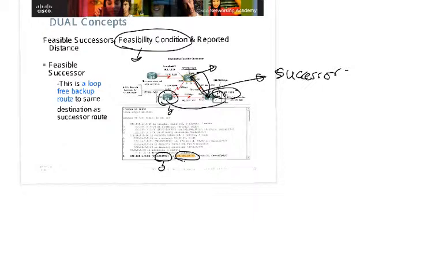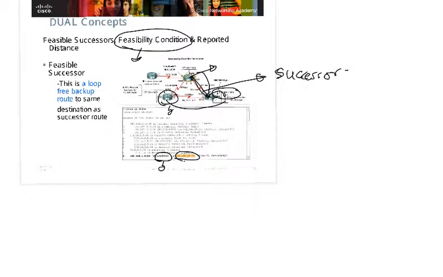But if you add to this reported distance the distance of this link, then it will be greater, in which case it's actually a feasible successor, but it's not a successor. It's not a successor because if we accumulate the distance between router 2 and router 1, the cost will become higher. So we cannot use it as a successor. Instead, we can possibly use it as a feasible successor. So the reported distance is a distance which R1 will report to R2, okay, about the distance to the same destination.